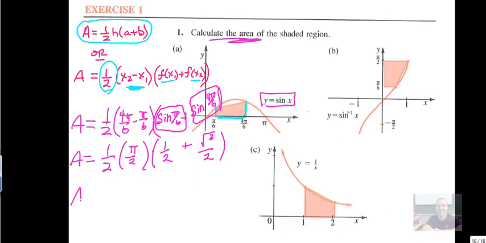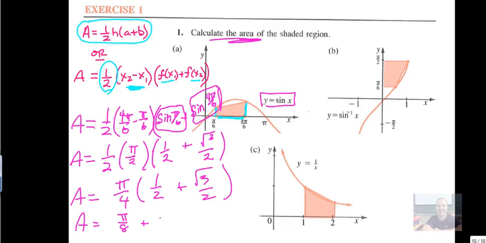Okay? Alright, so as we continue here then, that's going to be pi over 4 times 1/2 plus root 3 over 2. That's going to be equal to pi over 8 plus pi root 3 over 8. And you could just write that as one term, I guess: pi plus pi root 3, all over 8.